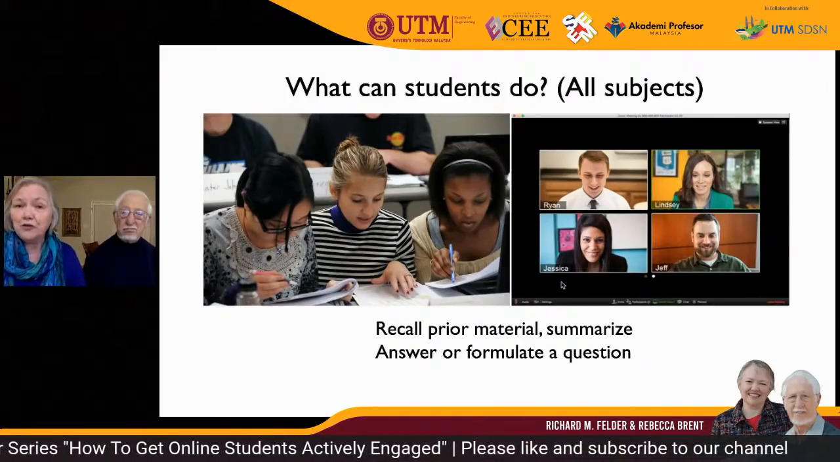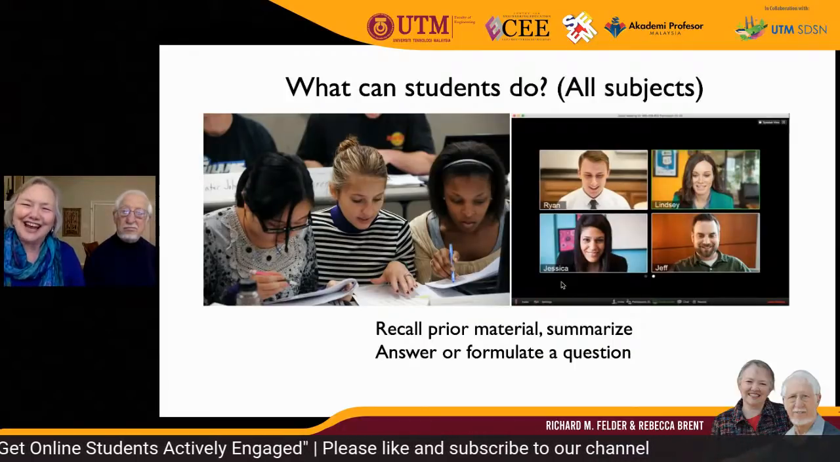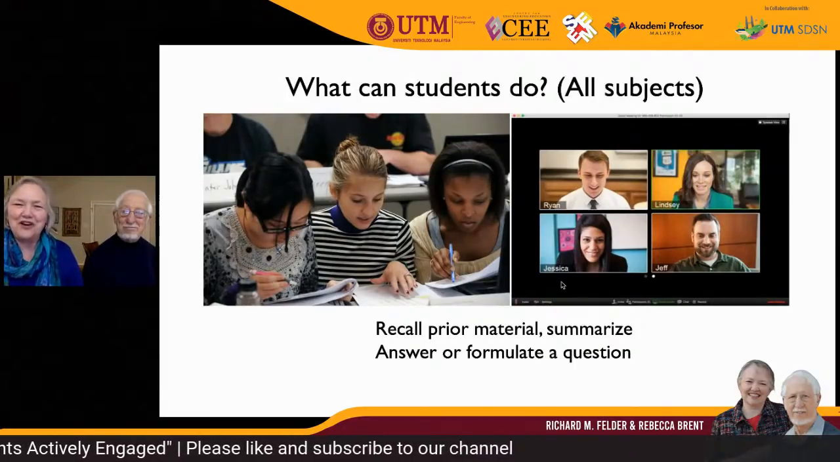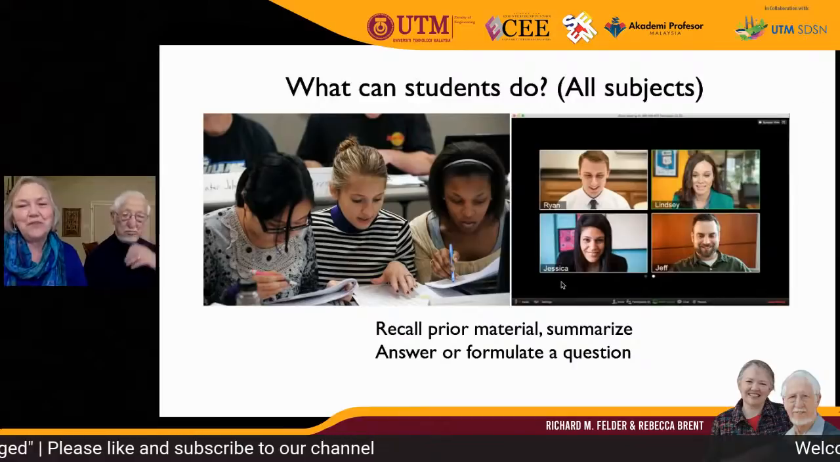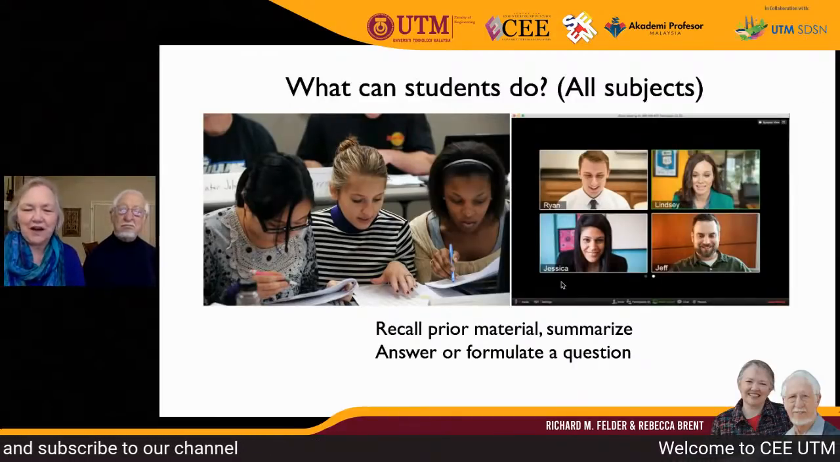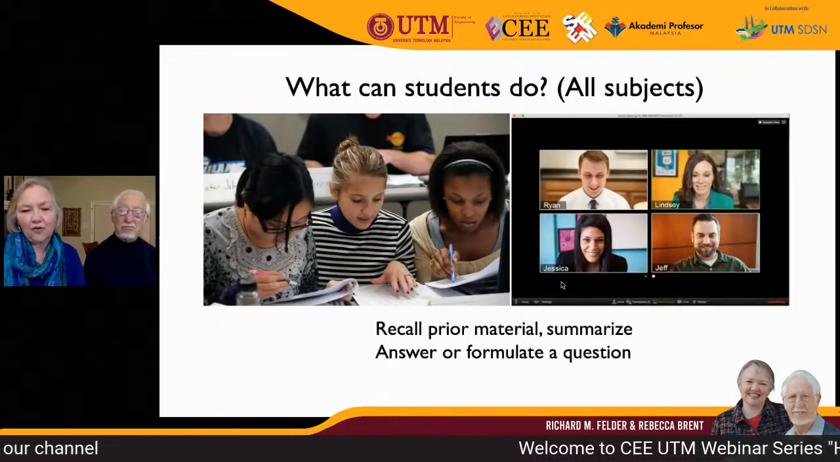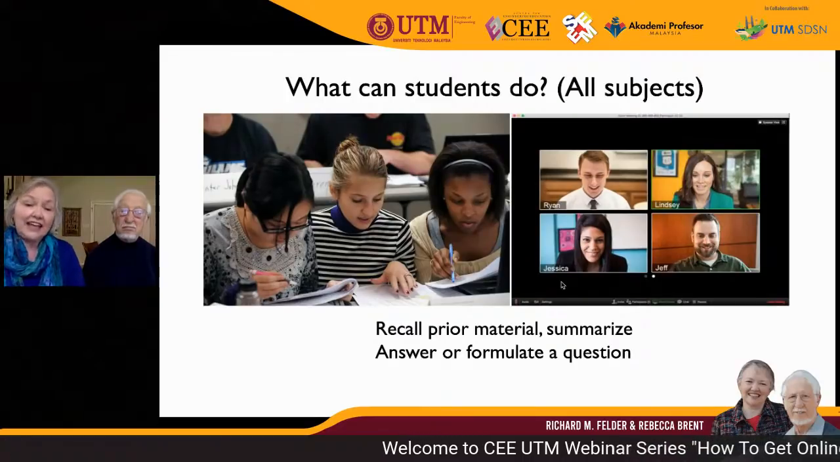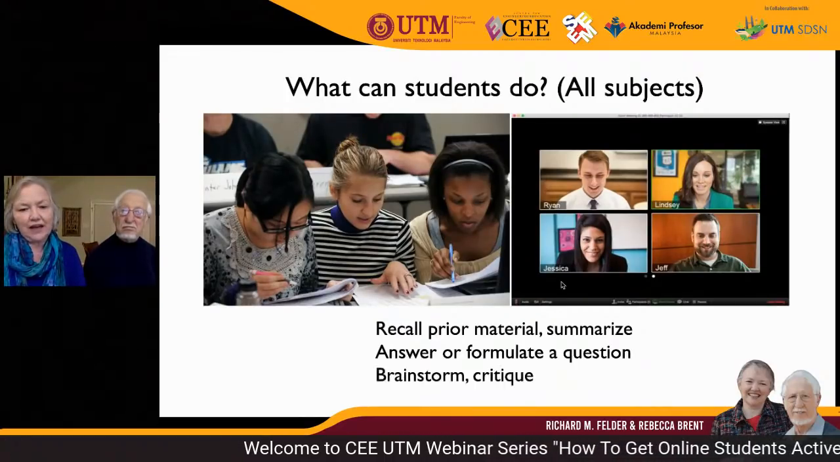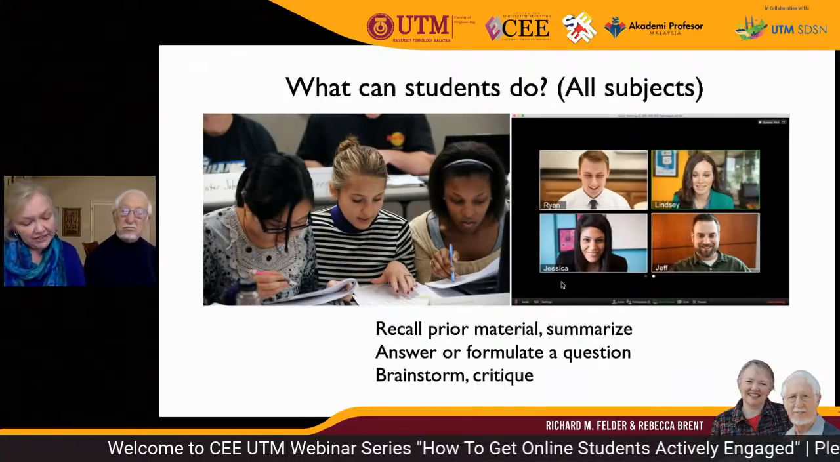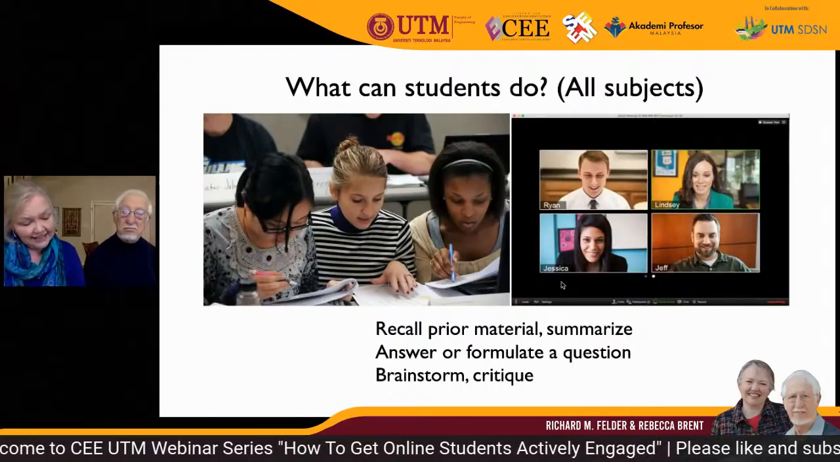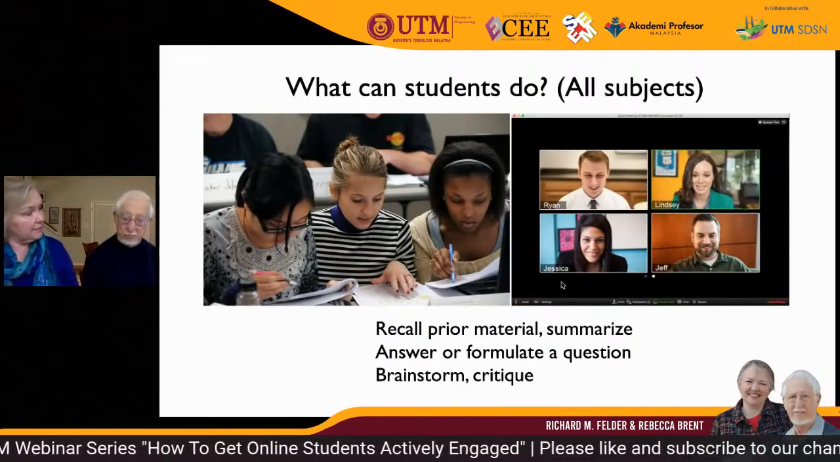You can also connect students. Students will have their phones out anyway, and they can text each other to compare notes on a question and then be ready to share that response in a chat box or in some other method. They can come up with questions they have as well. Brainstorming, critiquing, lots and lots of possibilities.